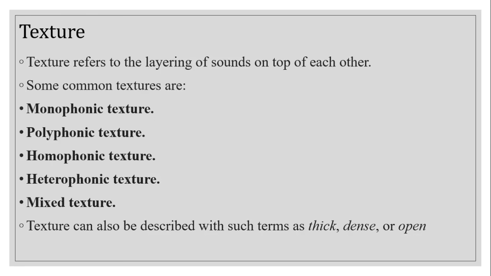The last one is mixed texture. Now, that one is more of a combination of musical textures. For example, singing a round, polyphony, which is accompanied by guitar chords, homophony. And for texture, normally they describe such terms as thick, dense, or even open at times. And this is why texture has different layerings of sounds, because they have very contrasting sounds.